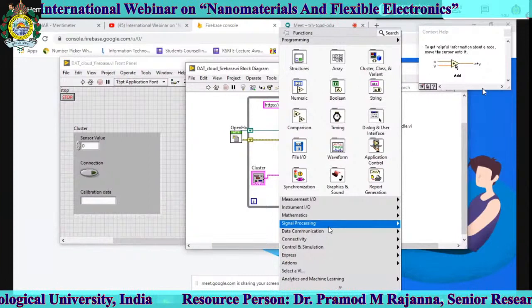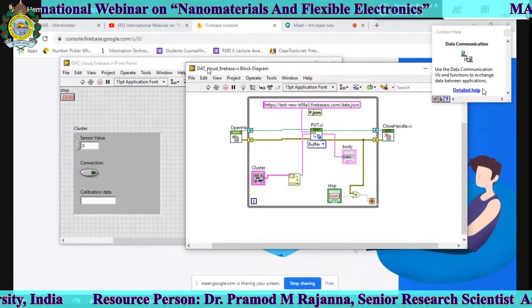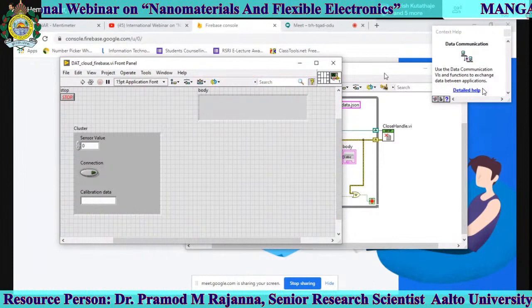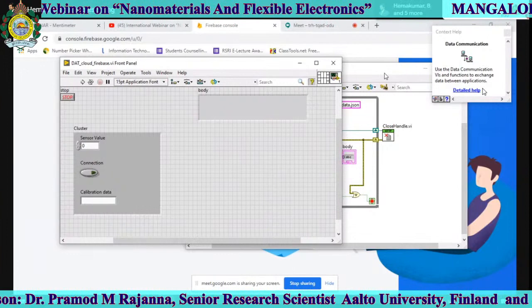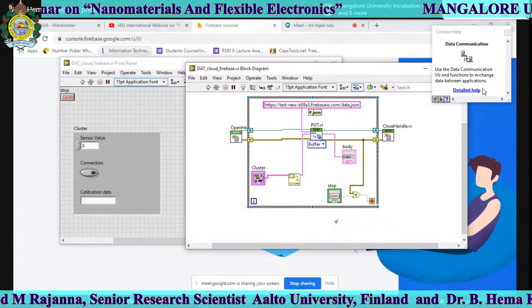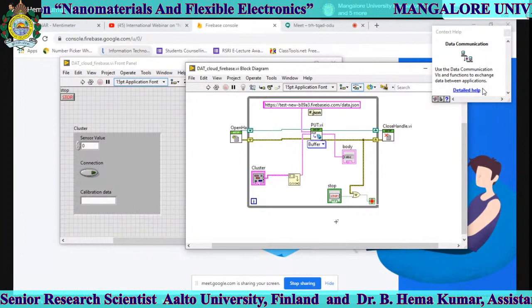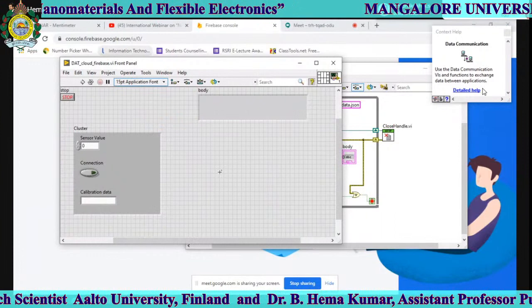Actually, I'm going for data communication. In your LabVIEW, you have two panels. One is a front panel and another one is a block diagram. To put it simply, the front panel is like the front of your instrument. You take any instrument for your recording, the front panel is something like the front of the instrument. The block diagram is like the internal part of your working. Suppose you take a very simple one, addition of two numbers. Your front panel will display only the addition part, the two input numbers. The internal block diagram will tell you how it all joins together.